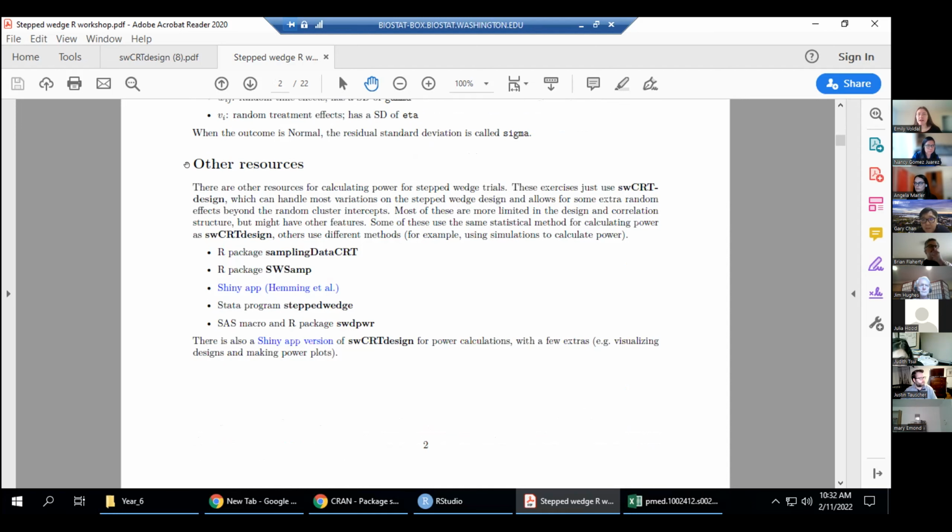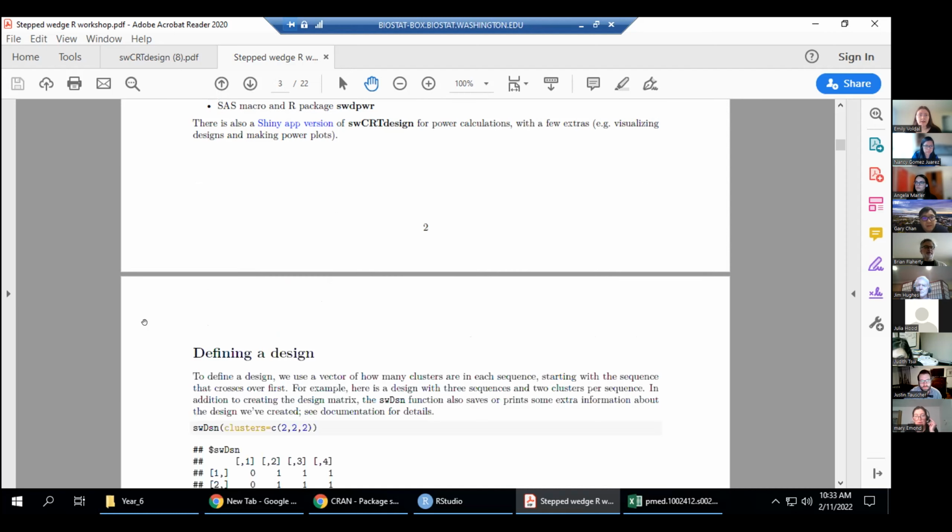I'll fully admit that I am biased in preferring this package since I was involved in some portions of it, so I understand it really well, but there are a lot of other resources for calculating for stepped wedge trials. So here's a little list of other R packages or things in other software that you might want to check out if this is something you're doing on your own.